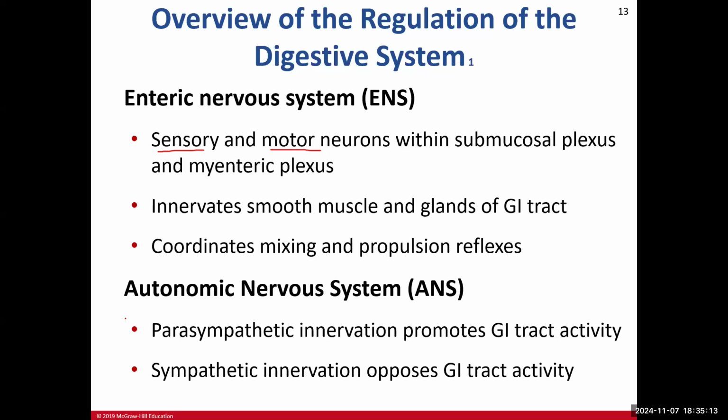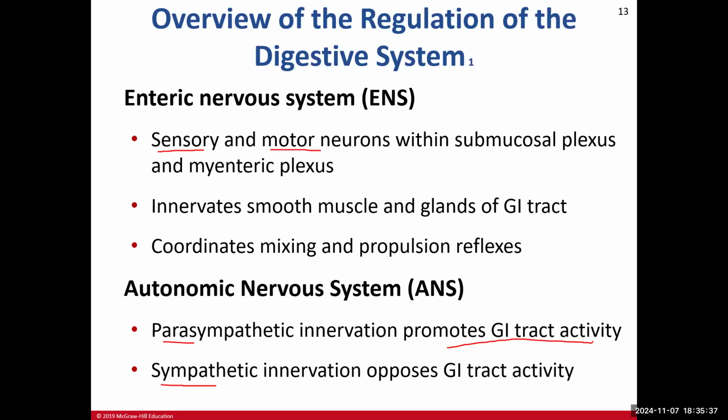And so we're going to see these two divisions. You remember the parasympathetic, rest and digest, and sympathetic, the fight or flight? Which one do you think regulates the GI tract more? It's up there. Yeah, parasympathetic, rest and digest, right? So this one here is going to promote GI tract activity, meaning it's going to promote glands to secrete things, and it's going to promote the muscles to move things.